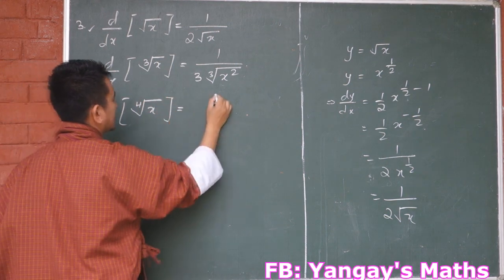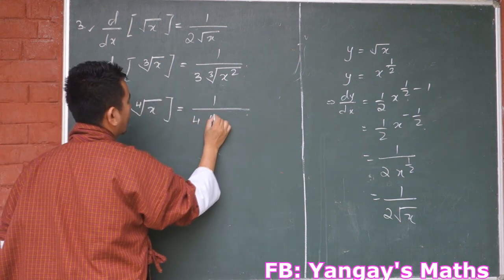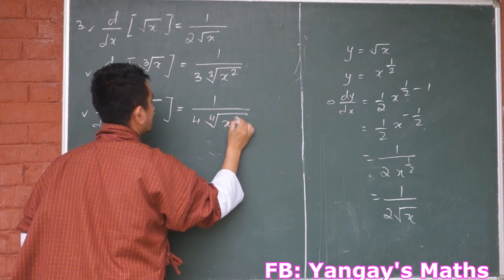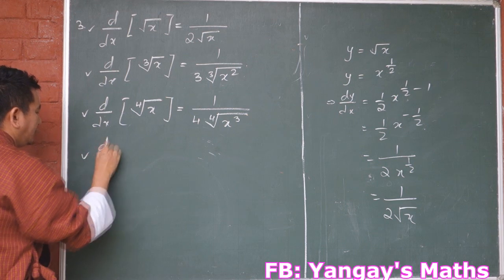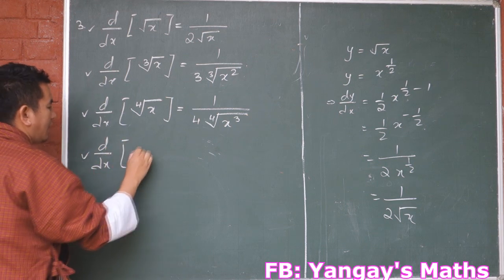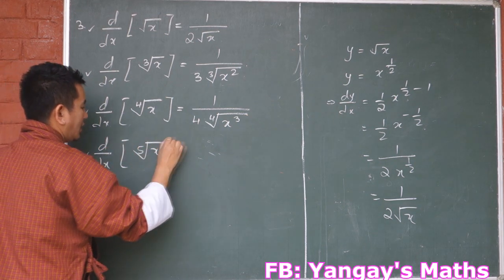4th root of x is 1 by 4 times 4th root of x cubed. I hope you are getting the pattern now. What do you think about this one? Differentiation of 5th root of x.